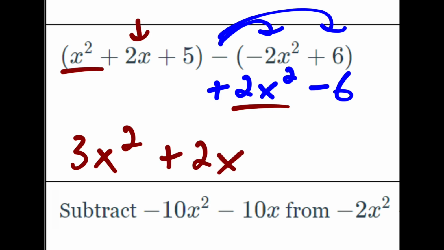And then there are two numbered terms, 5 and 6. I can add those together, but remember that it's actually, once I distributed the minus, it's a minus 6. So if you wrote 11, you'd be wrong. This one is actually minus 1.